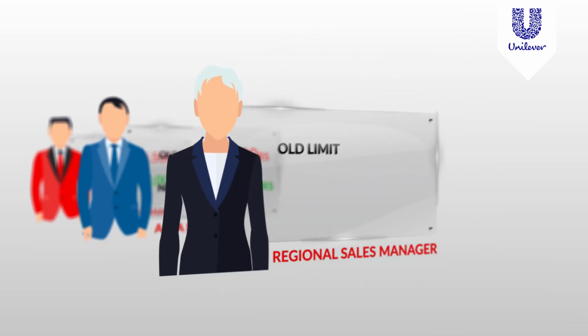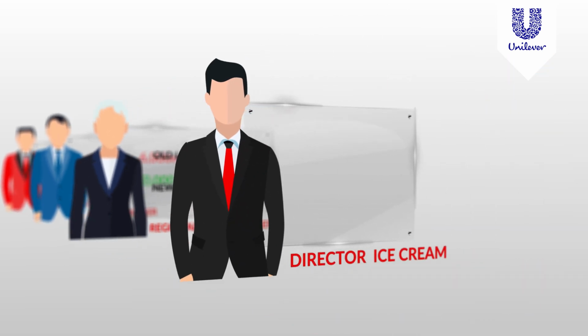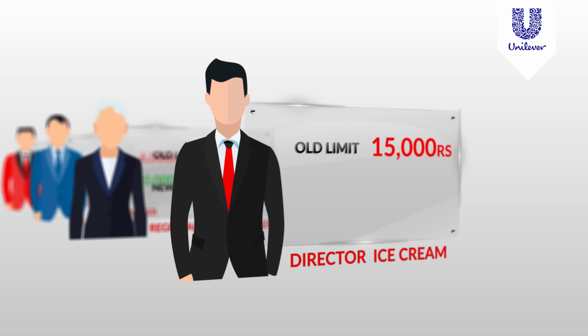Old limit for regional sales manager was less than or equal to 15,000 rupees. New limit for regional sales manager is less than or equal to 30,000 rupees. Old limit for director ice cream was less than or equal to 15,000 rupees. New limit for director ice cream is greater than 30,000 rupees.